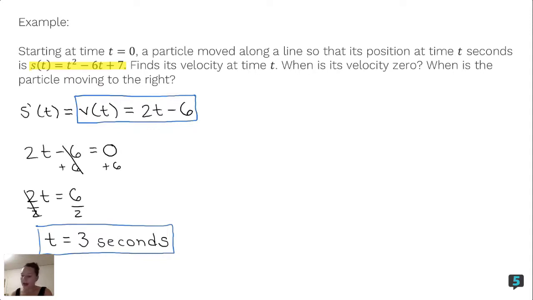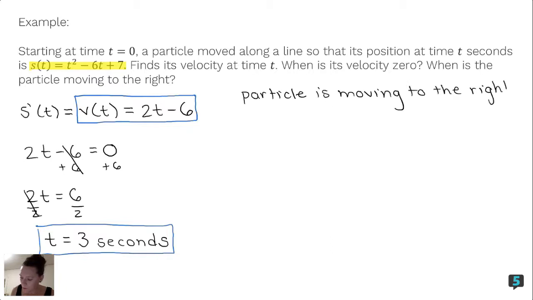All right, last part of this question asks me, when is the particle moving to the right? Now, the particle is moving to the right when my velocity is positive. Let's make a little note of that. Particle is moving to the right when velocity is positive.